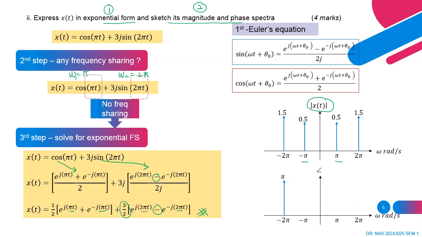Okay, next the phase. You need to check each component. The first one is at positive π, so the phase θ is 0. There's no θ, so it is 0. The same goes for negative π and also 2π. So all zeros here.